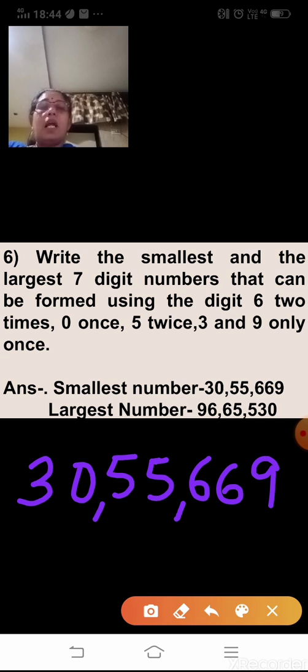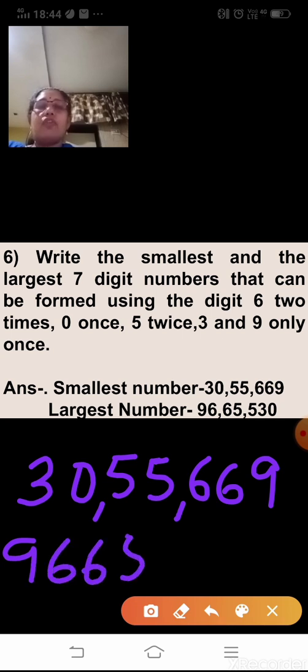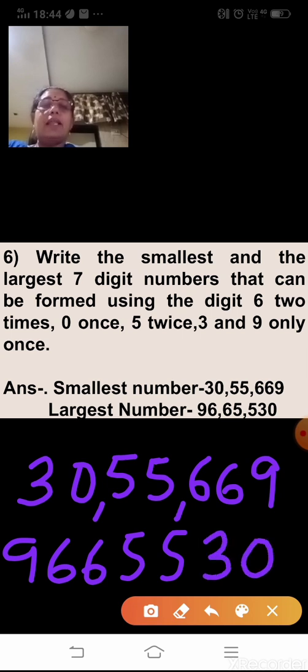5 two times. Now here, while forming the largest number: 9, 6, 6, 5, 5. Now from 0 and 3, 3 is bigger than 0. So you will write 3 first and then 0 while forming the largest number. If you write 0 and then 3, it will not be the largest number. So which is the largest number from 0 and 3? 3. Here we have not written 0 at the first place.